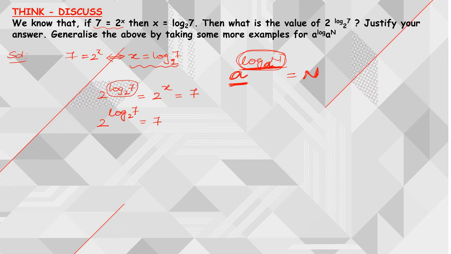This will give me the answer as n, right? Suppose I consider 3 power log 7 to the base 3. This also gives me the answer as 7, because here the base is 3 and the exponential base is 3, right? Now suppose I am given 3 power log 7 to the base 9. How to solve this value?